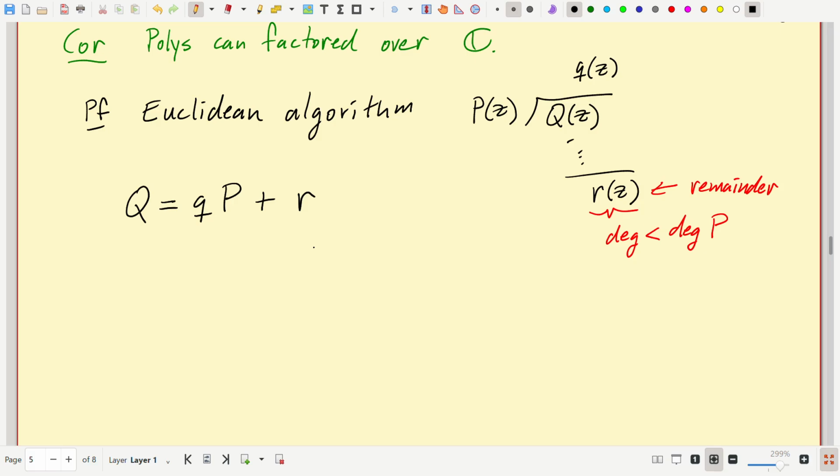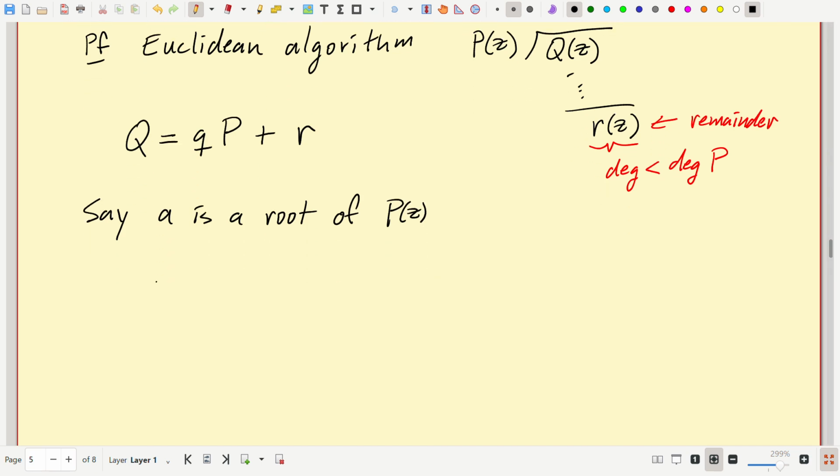Well, let's say we find a root. Say A is a root of P of Z. Then when I do this Euclidean algorithm, I want A to be a root of Q of Z.